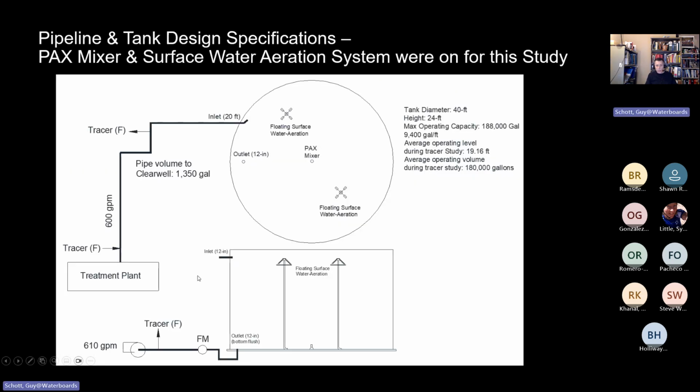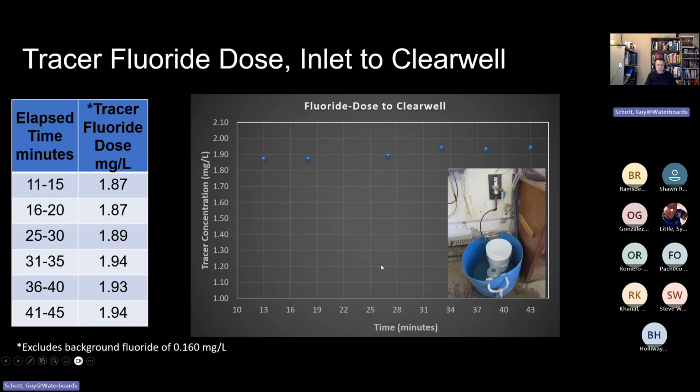So here's an example of a system we did a few years ago, a clear well where we're adding the tracer here, we have the treatment plant, and we're taking samples out here before the clear well. Here's the inlet and outlet. I think the inlet's at the top and the outlet's at the bottom, pretty close, and they have a floating surface water aeration system with a mixer. And then the water's being pumped out. We take samples on the inlet, and these are the actual results of the tracer dose. So now we know what the dose is.